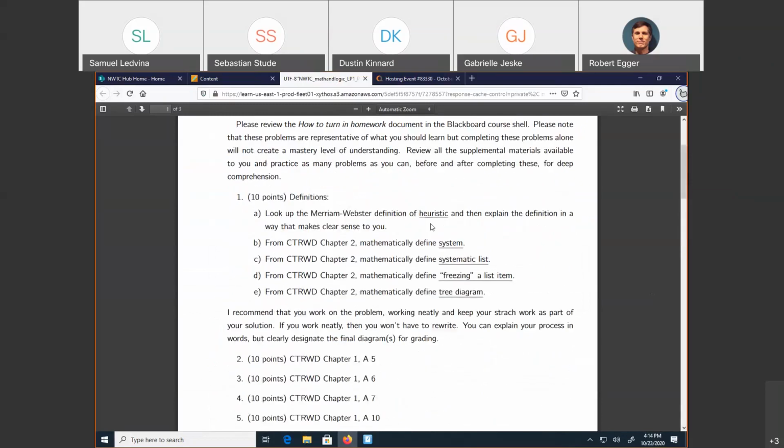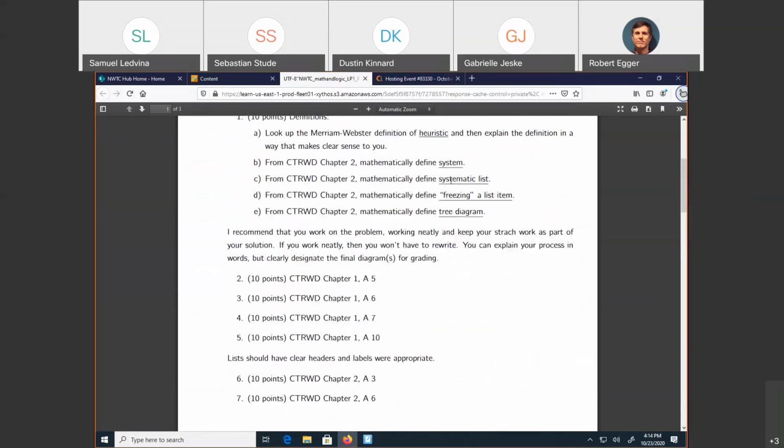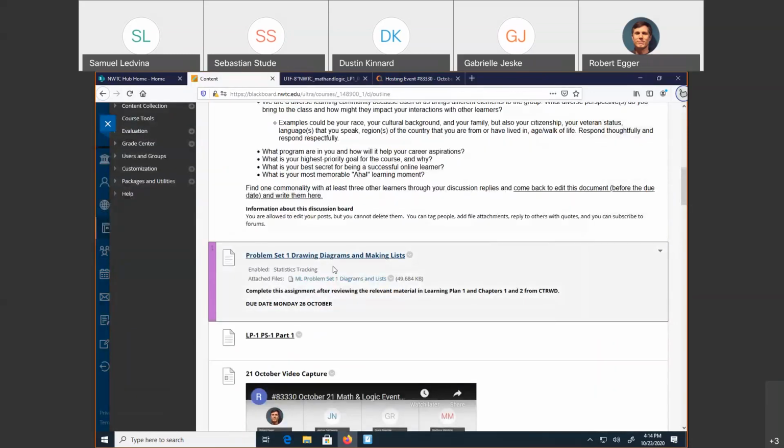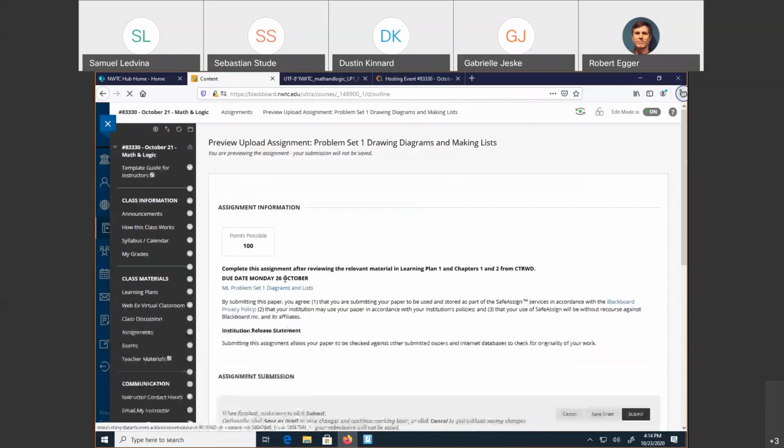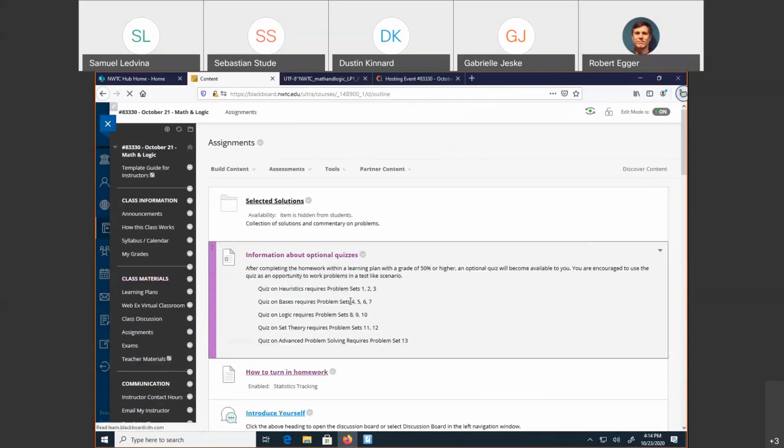So this heuristic definition is found in one of those PowerPoint PDF files in the learning plan. And these are mostly in the textbook. Freezing is one I could not find in the textbook. However, I did emphasize the thought of freezing a list item in today's presentations. And so by midnight Monday, you need to have uploaded it into Blackboard.